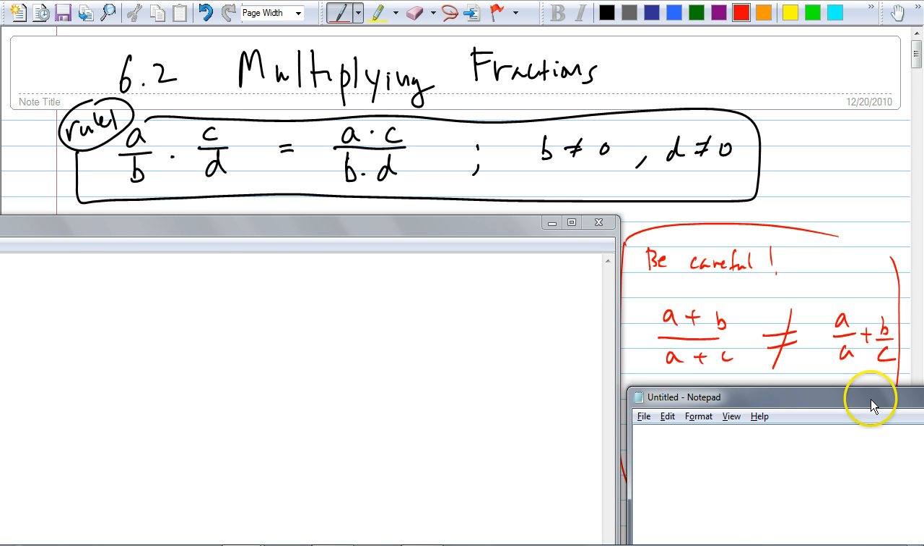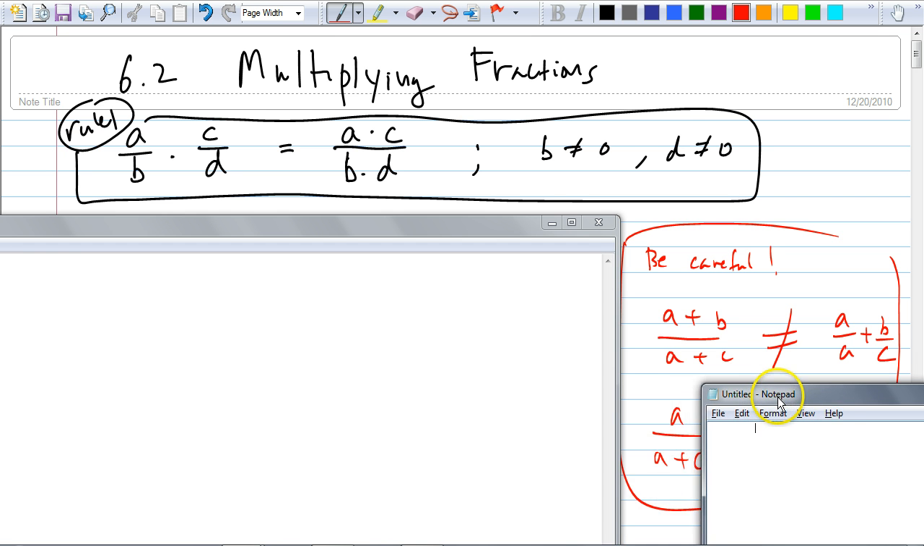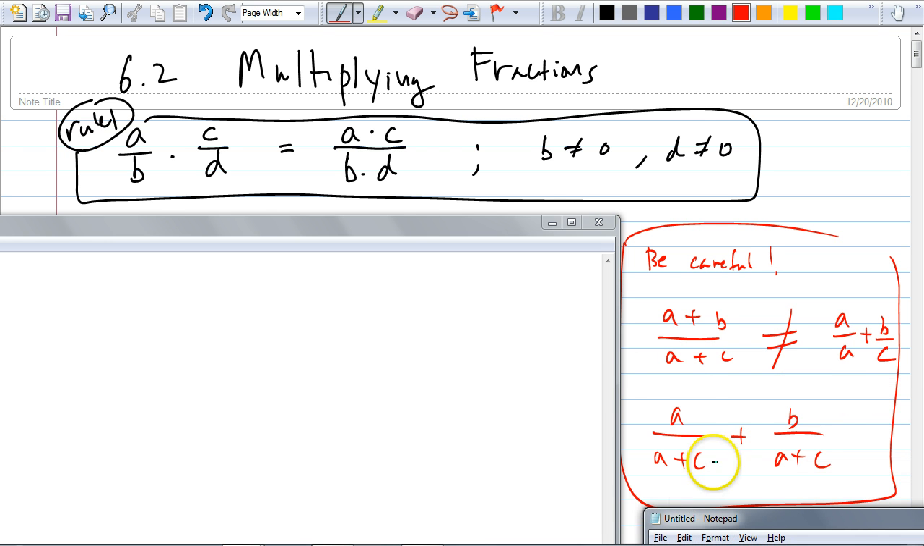No, that's what I said it's not equal to. Let me give you a hint. It's actually equal to A over A plus C plus something. B over A plus C. Exactly, B over A plus C. They have a common denominator. That's what it really means. Isn't that how you get A plus B over A plus C? When you add two fractions together, they have to have a common denominator.